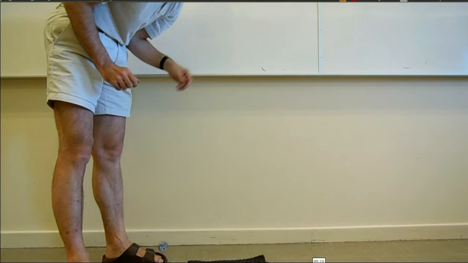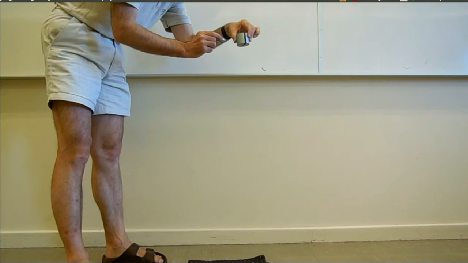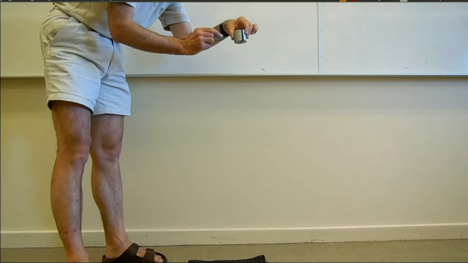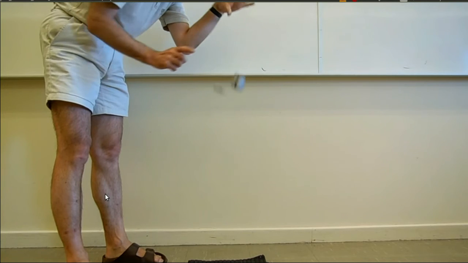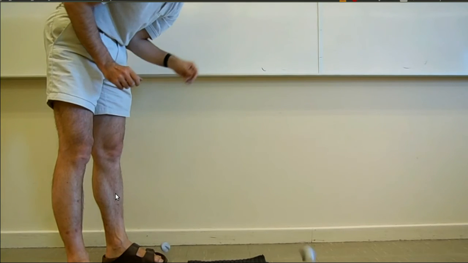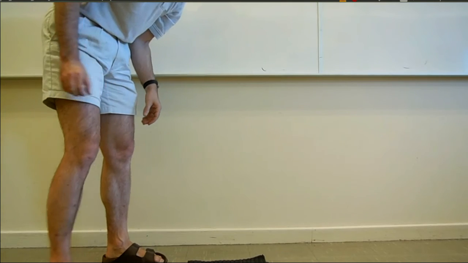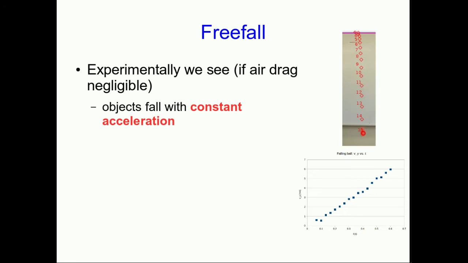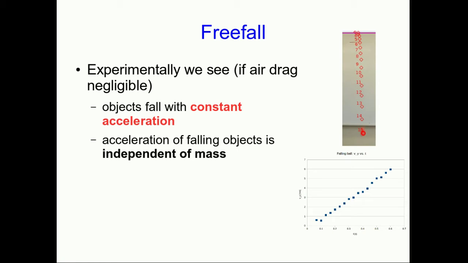So if you predicted that they both hit the ground at the same time, you were right. But a lot of people would have predicted that the heavier one hits the ground first. So what we've just seen with those two masses is that the acceleration of falling objects is independent of mass. Except you can probably think of counterexamples.